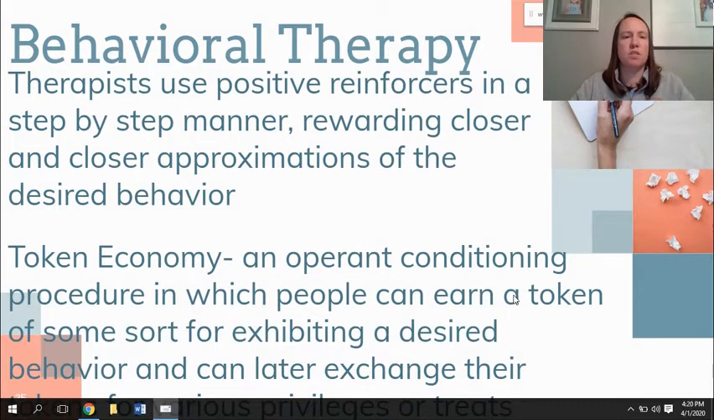Therapists use positive reinforcers in a step-by-step manner. They do it gradually. They reward closer and closer approximations of the desired behavior.